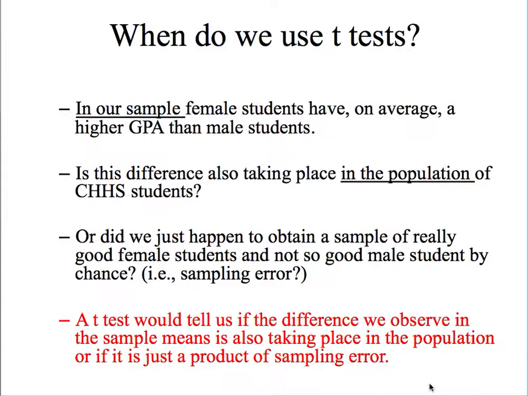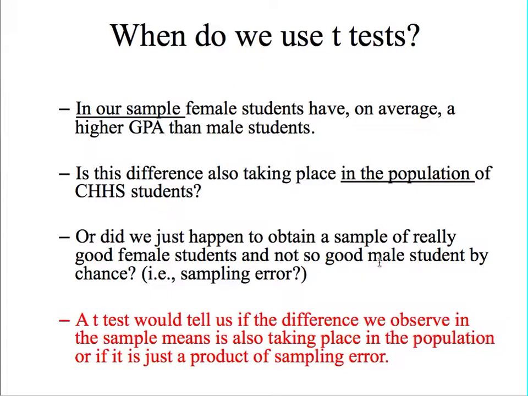Now, though, is this result also taking place in the population? Do female students have higher GPA than male students in the population? We know that's happening in the sample, but is that happening in the population as well? We don't really know, right? Because when we take a sample, we are likely to have sampling error. So did we just happen to obtain a sample of really good female students and not so good male students by chance? Remember that this is a random sample.